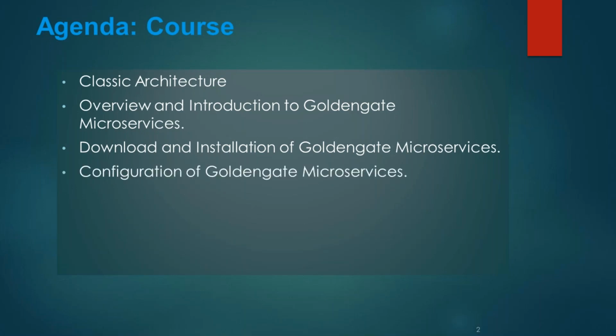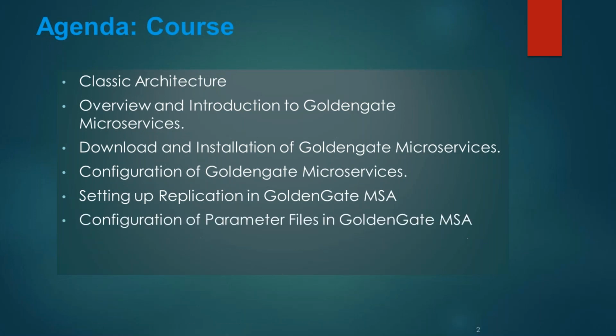Then we'll do configuration of microservices. We'll be configuring our DML replication using microservices. We'll be setting up our replication, so whatever components like extract, data pump and replicat, how do you do that? We'll be discussing. Then configuration of parameter files in Goldengate MSA. Parameter files are the heartbeat in Oracle Goldengate. So how do you configure parameter files? We'll be discussing. Then performance metrics server, how to monitor performance in Goldengate microservices.